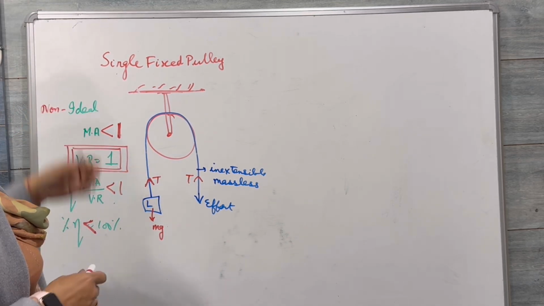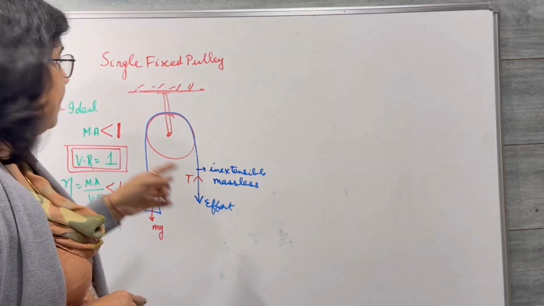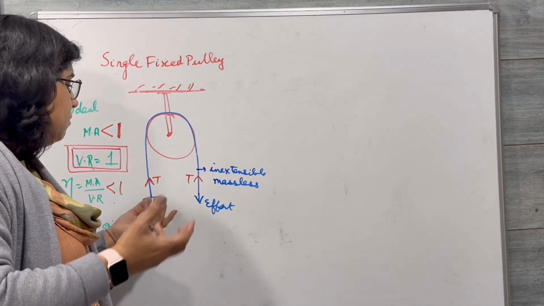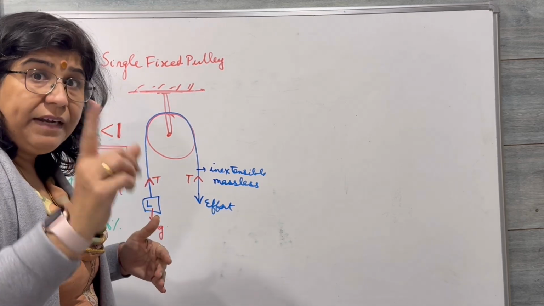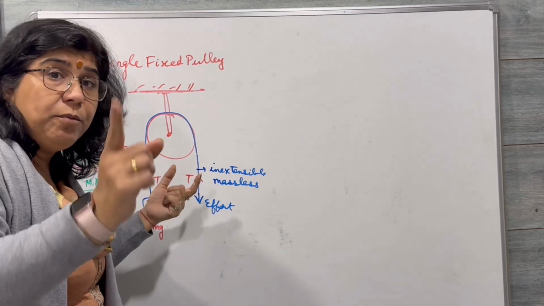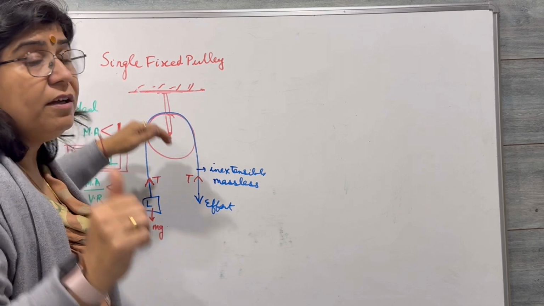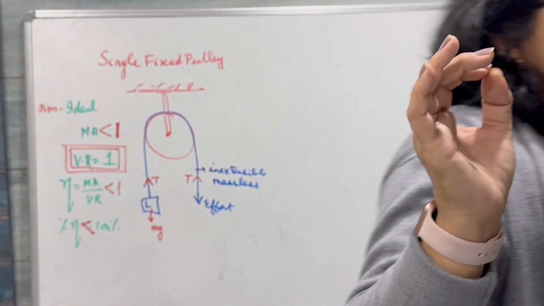Now, what do you mean by non-ideal cases? Because of the dissipative forces acting, there can be friction. There can be the viscous drag, any other air resistance, any of them. But here also, the weight of the pulley will not change anything because the weight is being borne by the fixed pulley. So these basic things you should know about the single fixed pulley.